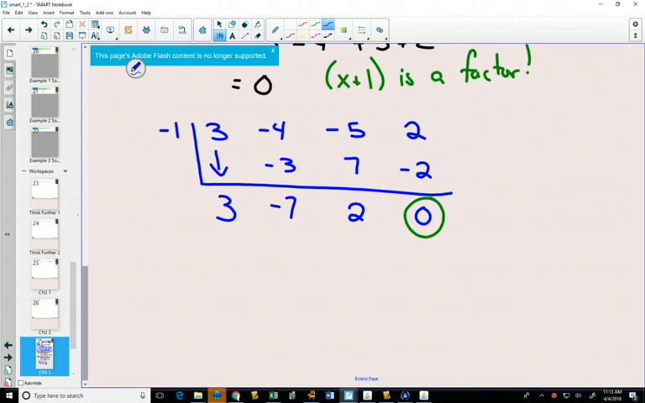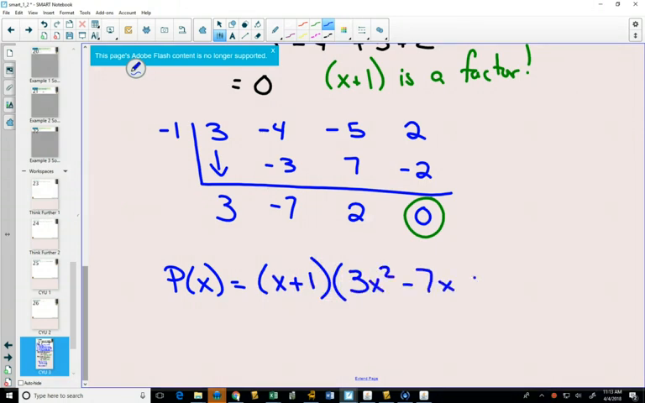We can now write our division statement. Another nice thing about letting p of x equal at the beginning is you don't have to rewrite the whole big thing. You can say p of x equals our polynomial. Our divisor was x plus 1, and our quotient is 3x squared minus 7x plus 2. So we've now completed step 2.